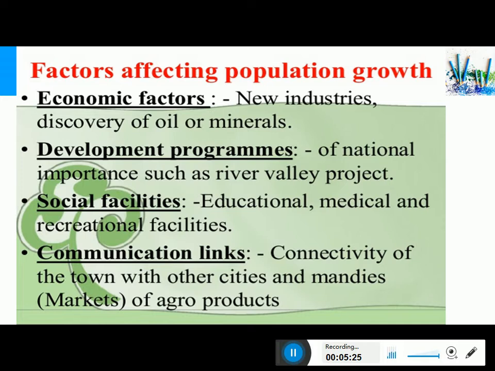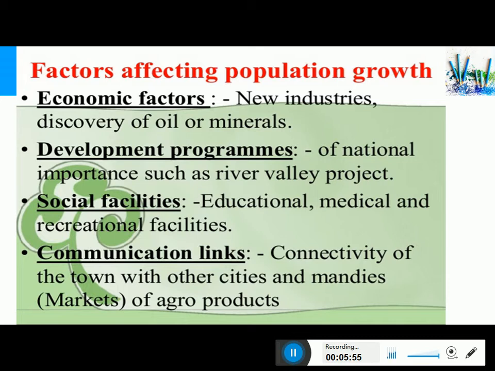And also due to the development programs of national importance like river valley projects, that is for most of the activities, like we need water. If there is any multi-purpose river valley project or power generation projects, or any national importance project like water resource project, in that case there will be development. So because of that also the population will increase.